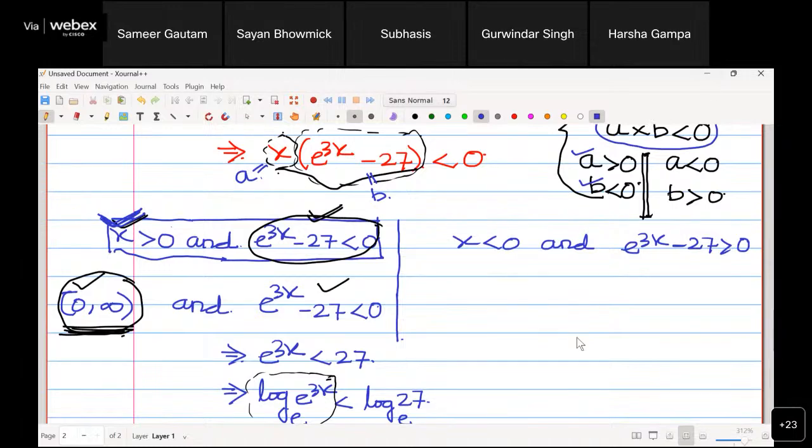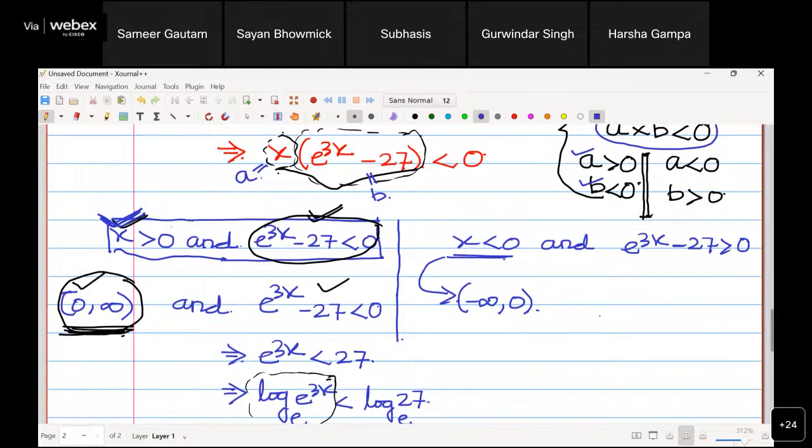From this inequality, what will be the region for this inequality? Minus infinity to 0. Correct. Minus infinity to 0, and 0 is an open interval, right?